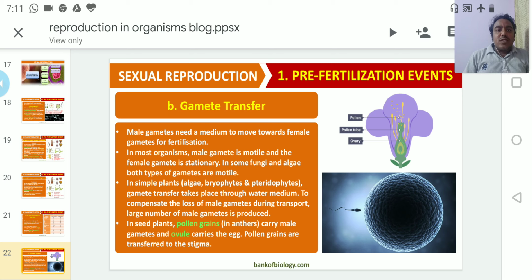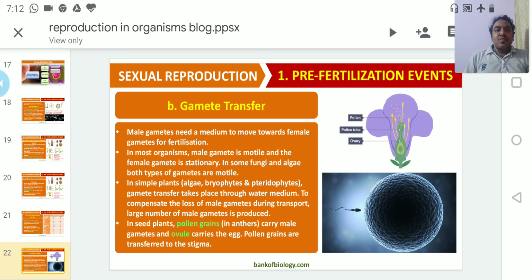Okay, and to compensate the loss of the male gametes during the transport, a large number of male gametes is produced. See, for example, consider if the plant releases only a few male reproductive structures into the water, there is no guarantee. How can we guarantee that only a few will go and meet the female reproductive structures for the purpose of survival? See, this is very important during the period of evolution for the successful gamete transfer and the successful fertilization. They produce a huge number, thousands together, of male gametes, so that at least a few of them will reach the female reproductive structures.